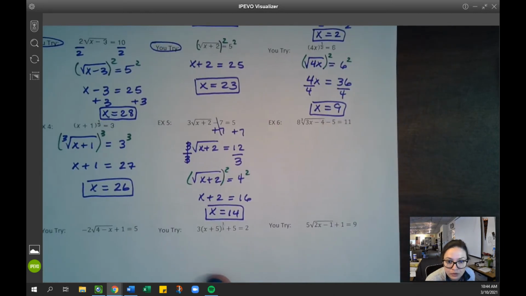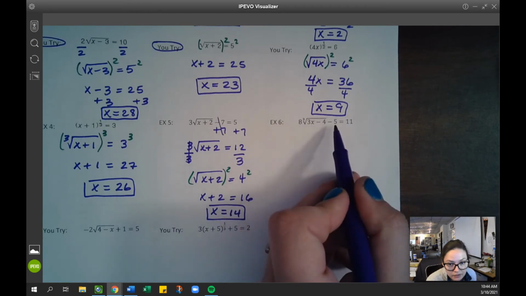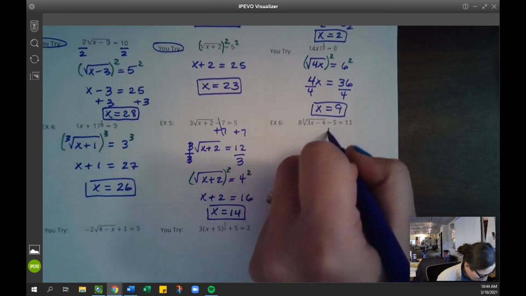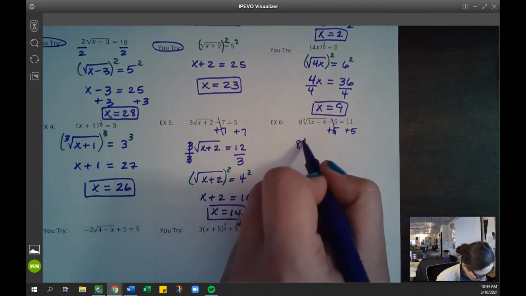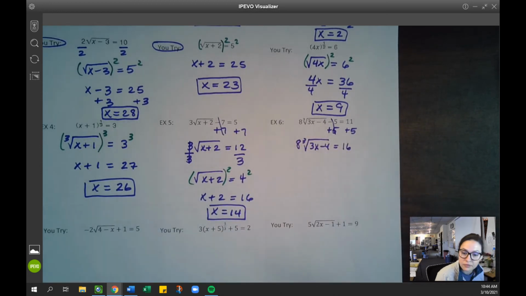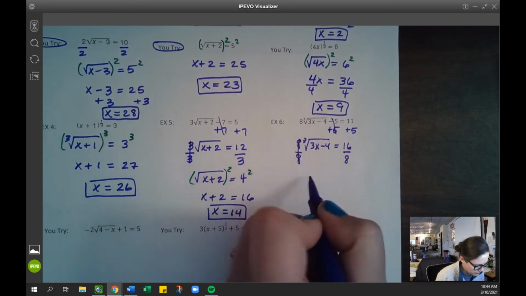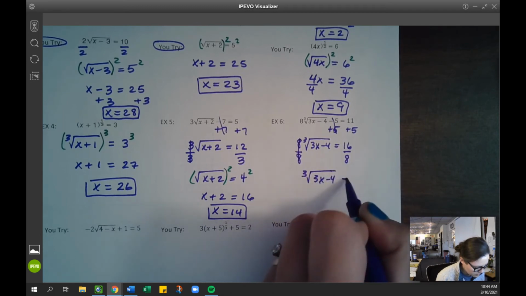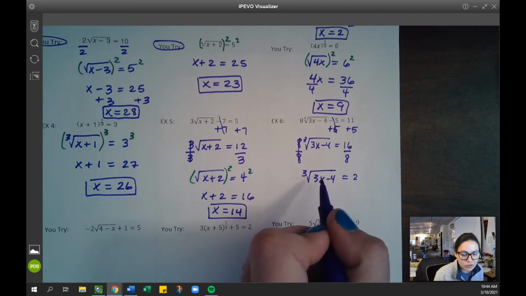All right, one more together here. Same idea. We have this 8 and we have this minus 5. So I need to get the cube root by itself to start. So I'm going to add 5 to both sides. Then I need to get rid of this 8. So I'm going to divide. I don't need to do anything with the 3 or the 4 because that is inside the radical.